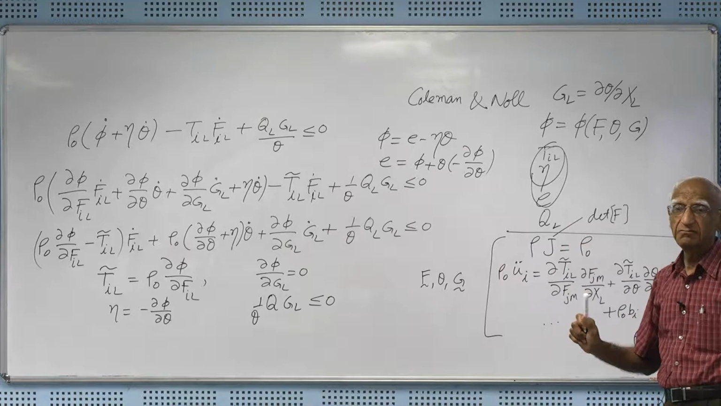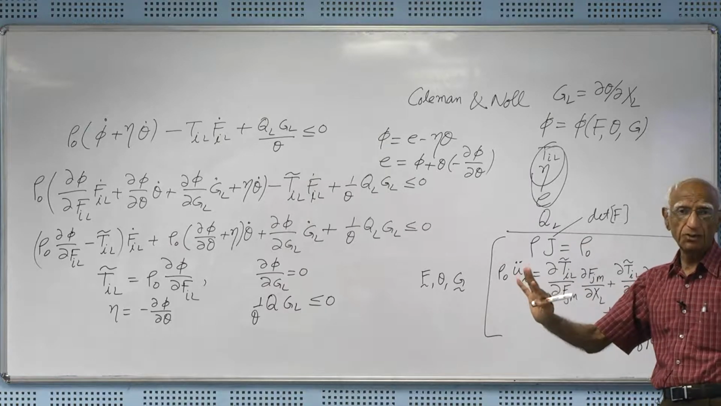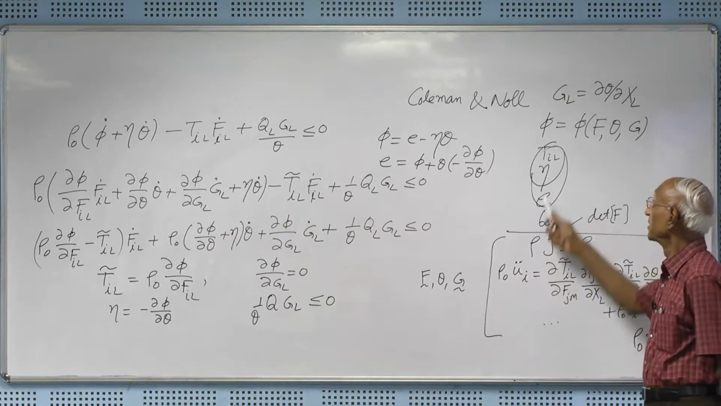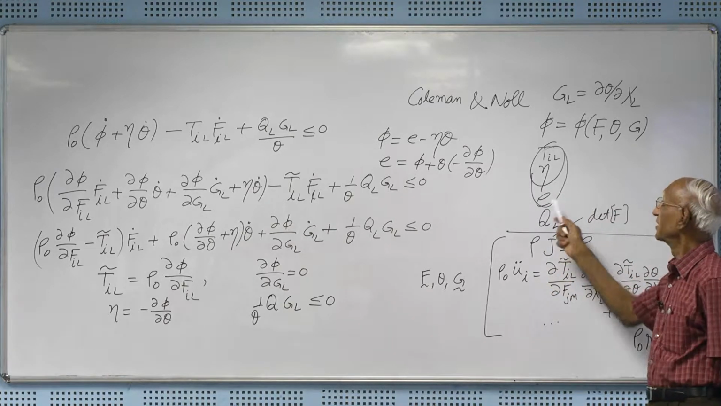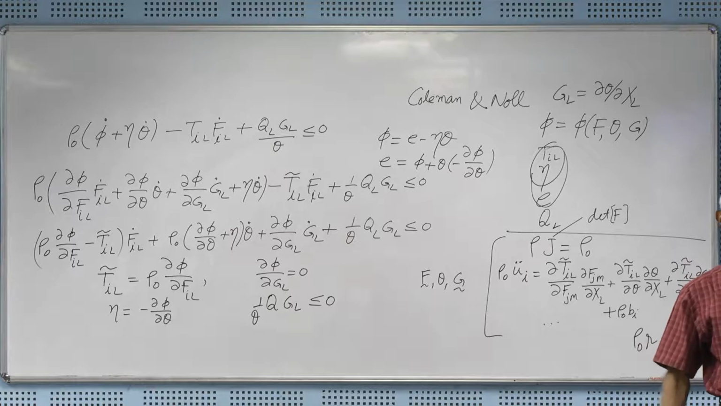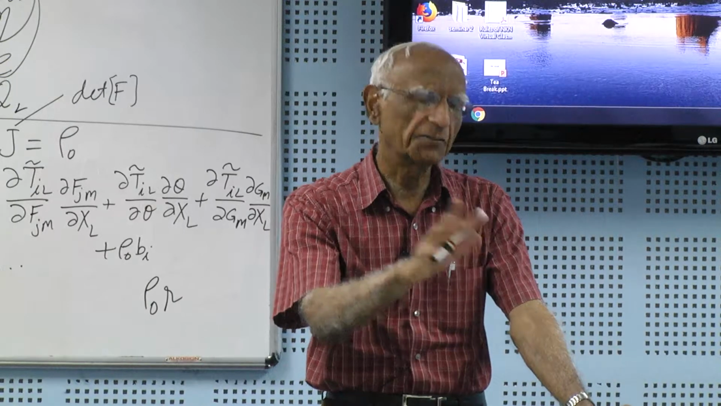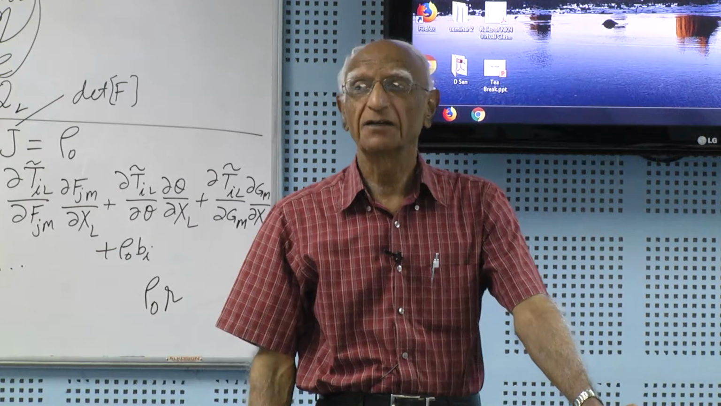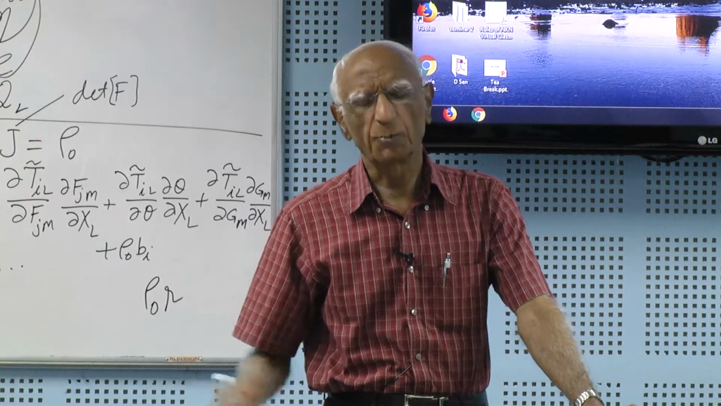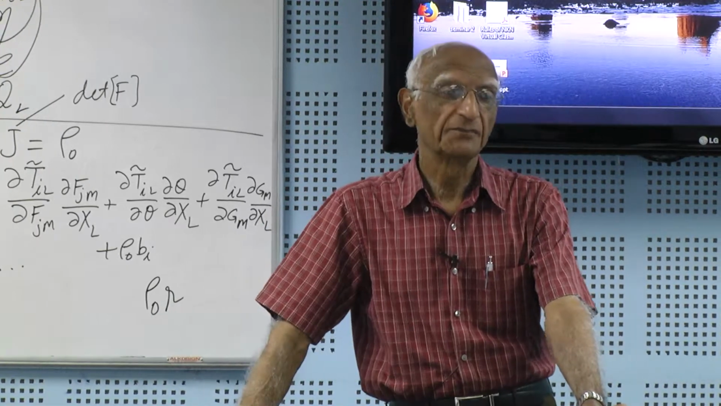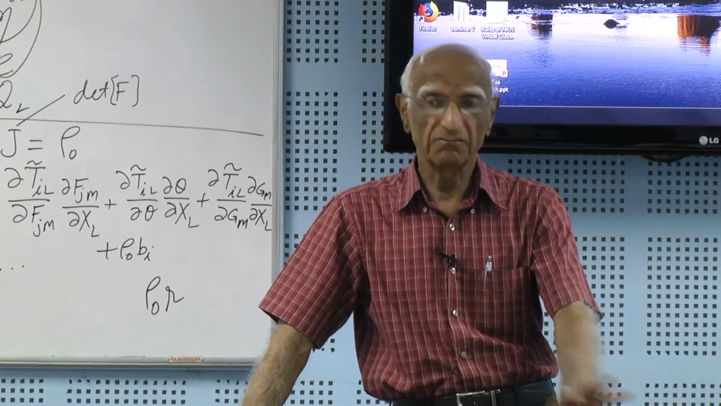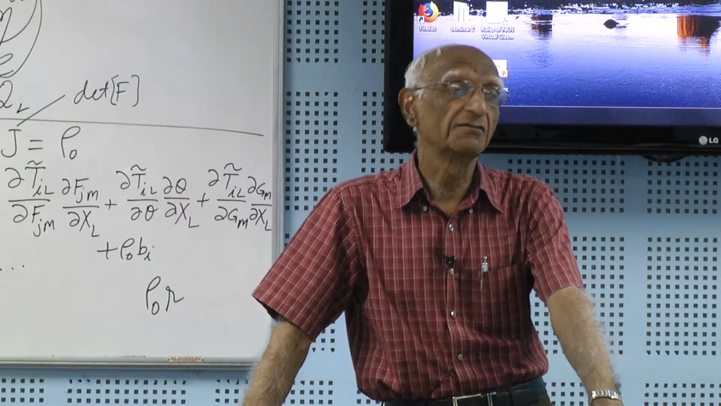T cannot depend upon g. Eta, no, cannot depend upon g. E cannot depend upon g. So it verifies, I mean, if I can use that word, whatever people before Coleman and Noll had been assuming. So it verifies basically what people had been assuming.